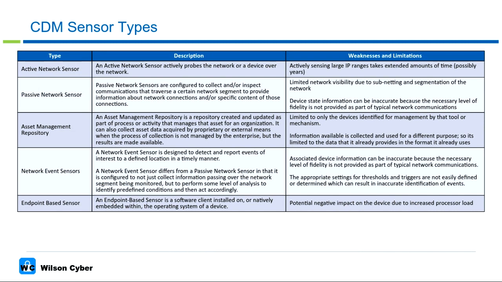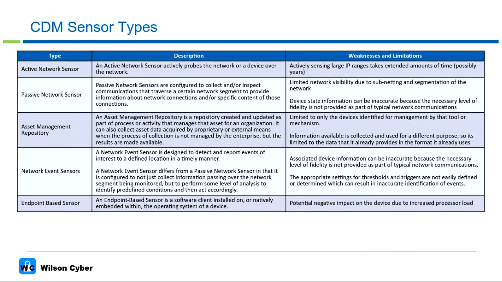We also have passive network sensors, which are configured to collect and/or inspect communications that traverse a certain network segment to provide information about network connections to specific content of those connections. The weaknesses here are limited network visibility due to subnetting and segmentation of the network. In other words, we can only see what these sensors are configured to see, and there may be limited visibility, and the device state information can be inaccurate because the necessary level of fidelity is not provided as part of typical network communications.